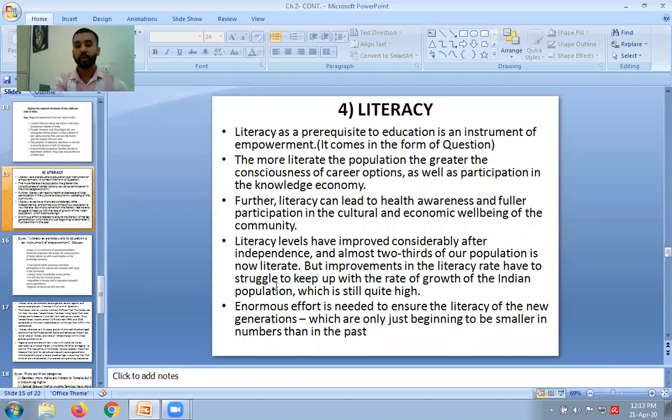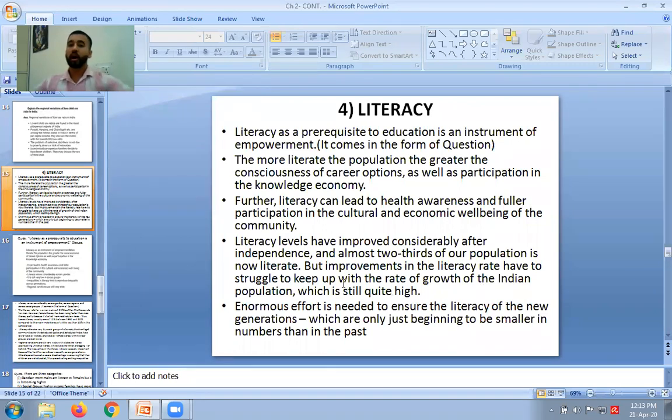And what happened over the last years is that literacy levels have improved considerably after independence, and almost 2/3 of our population is now literate. But improvements in the literacy rate have to struggle to keep pace with the rate of growth of the Indian population, which is still quite high.